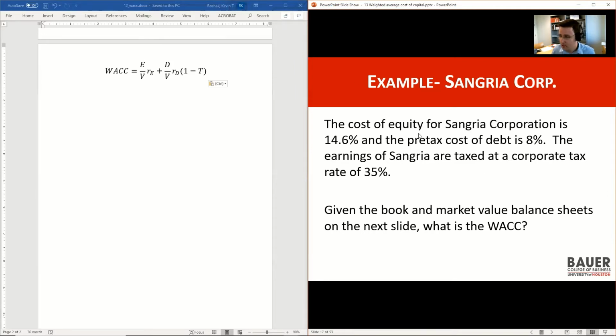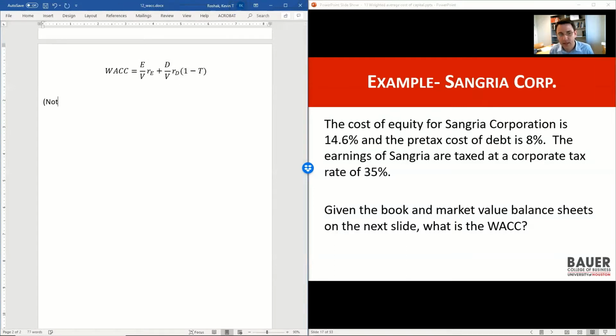We have some information on their financing. We see that their cost of equity is 14.6%. They have a pre-tax cost of debt of 8%, and we have a tax rate of 35%. So just looking at the WACC formula, we have RE, that's the required return on equity. We have RD, that's the required return on debt. And then we have the tax rate. So we put those 2 things together to get the after-tax cost of debt.